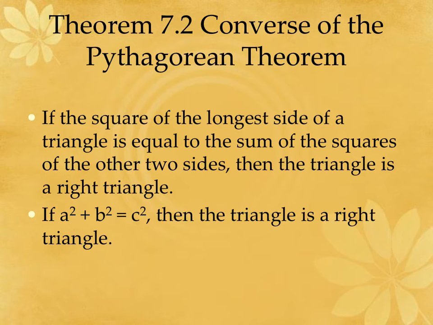So again, if a squared plus b squared equals c squared, then the triangle is a right triangle. Now we're working the opposite direction.